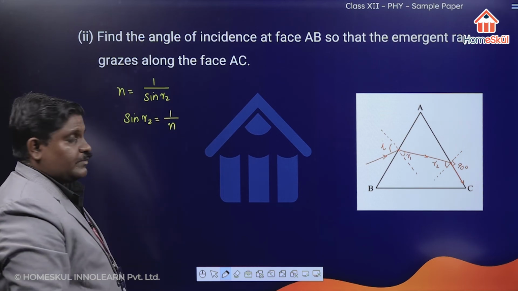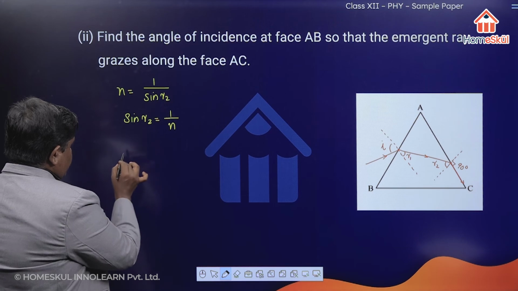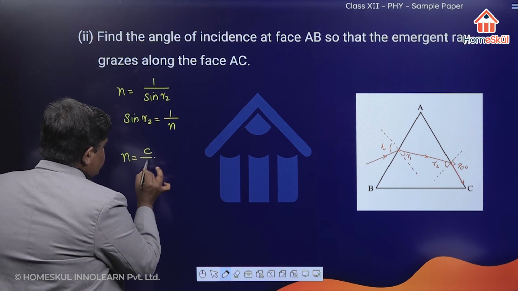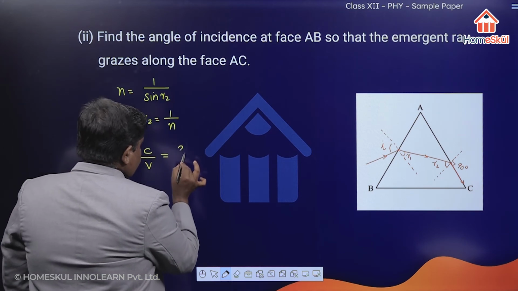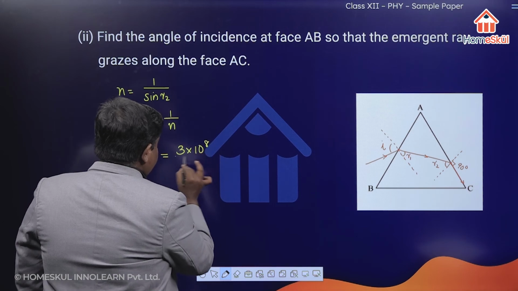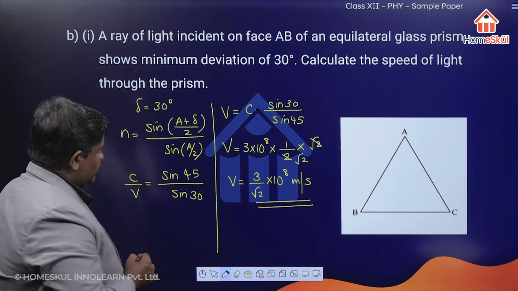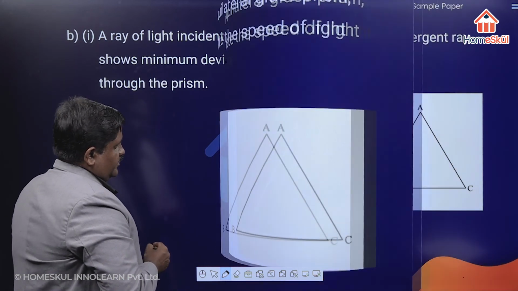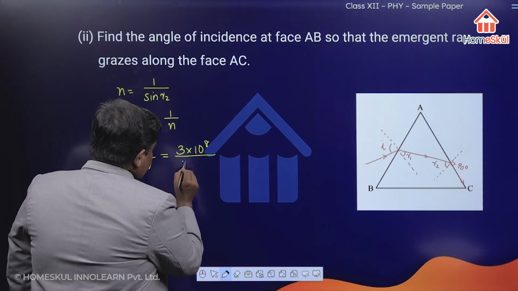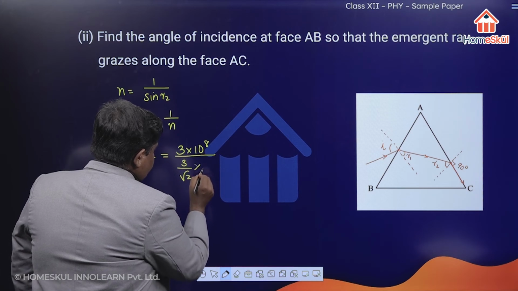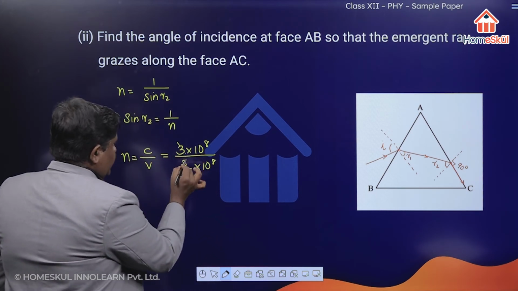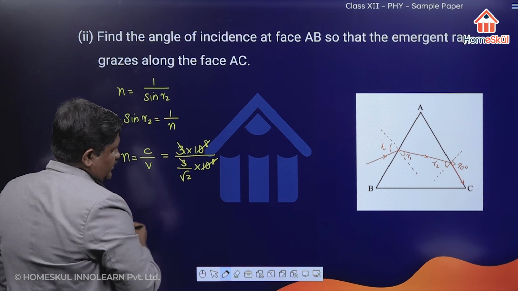Now we have to calculate what is the refractive index. Okay, that is n is equal to, we have the equation C by V, that is equal to 3 into 10 raised to 8 divided by V. We already got it as 3 by root 2 into 10 raised to 8. So 3 and 3 get cancelled, 10 raised to 8 and 10 raised to 8 get cancelled.